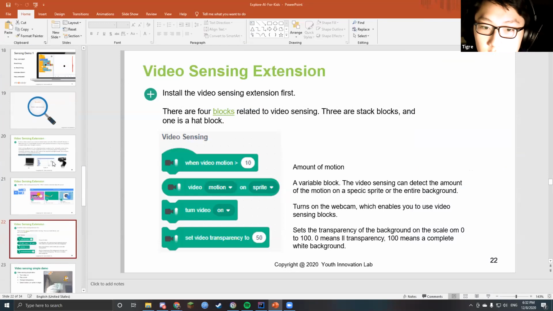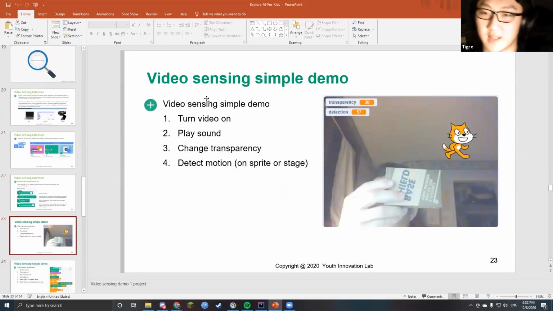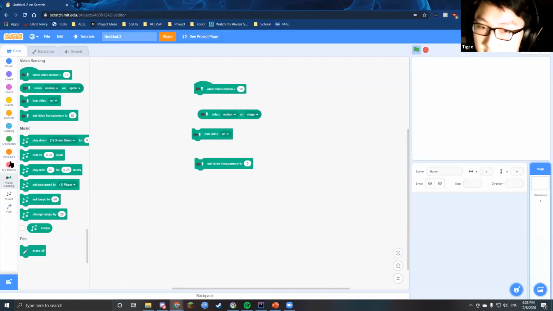All right. Let's go into a simple example. This simple example is just to demonstrate the fact that the camera can actually detect the motion that's going on. So first, it'll turn the video on. It'll play a sound to confirm that it turned the video on. And then when you move, it'll make the screen go completely white, and it'll slowly make it more transparent until you can see yourself again.